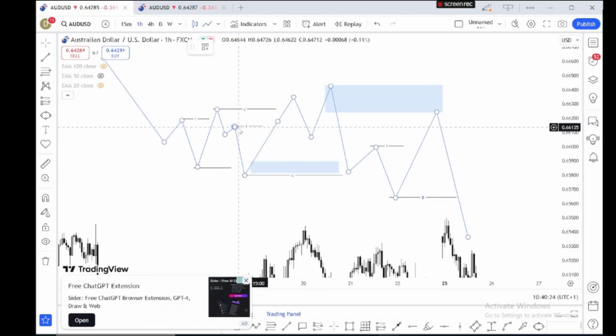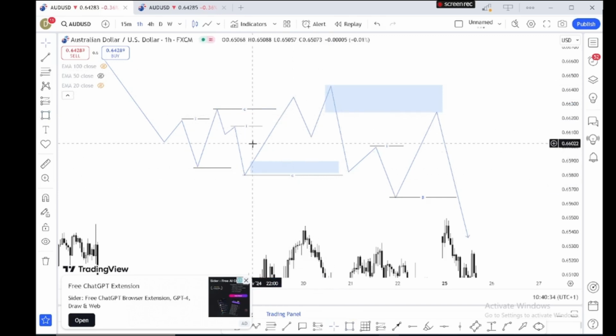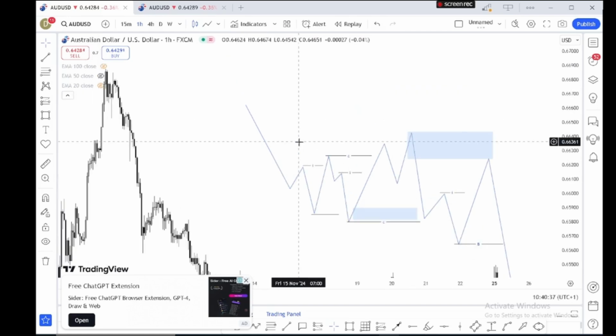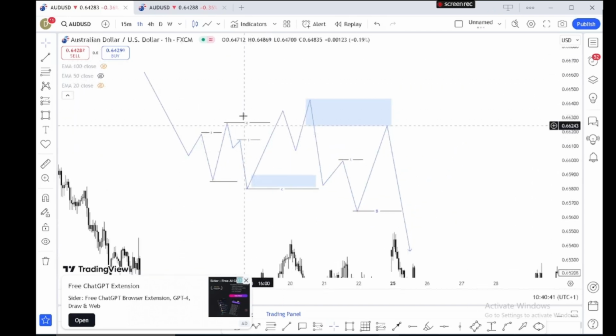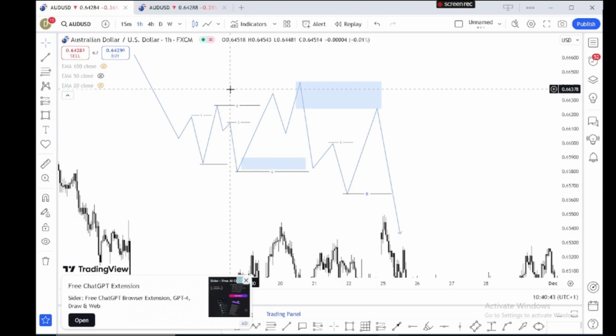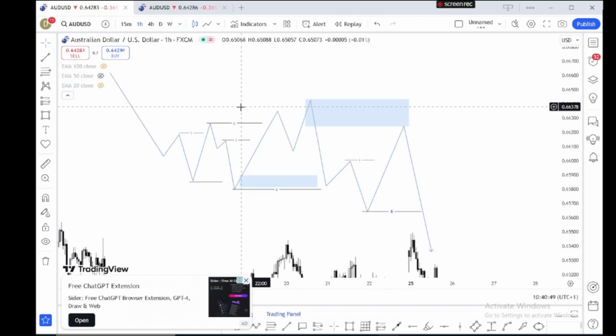So the inducement was taken out, and instead of the market respecting this level if it wanted to continue coming down, it actually violated this level and gave us a change of character. So now in the overall downtrend, we had a change of character to the upside, and this is against what the daily time frame is showing us. And it's dangerous to trade against the flow of the river, the flow of the higher time frame.